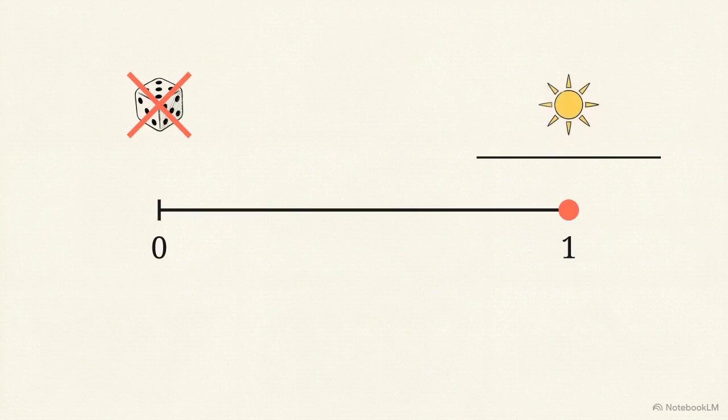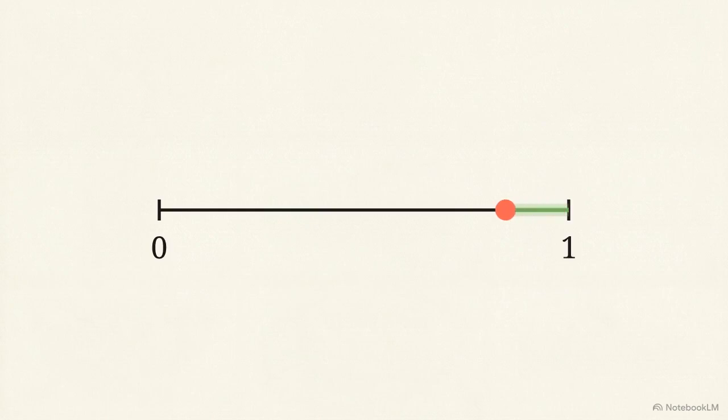These fractions live on a scale from 0 to 1. If a probability is 0, it means the event cannot happen, like rolling a 7 on a standard 6-sided die. On the other end, a probability of 1 means it is certain to happen, like the sun rising. Every probability you calculate today will land somewhere between those 2 points.